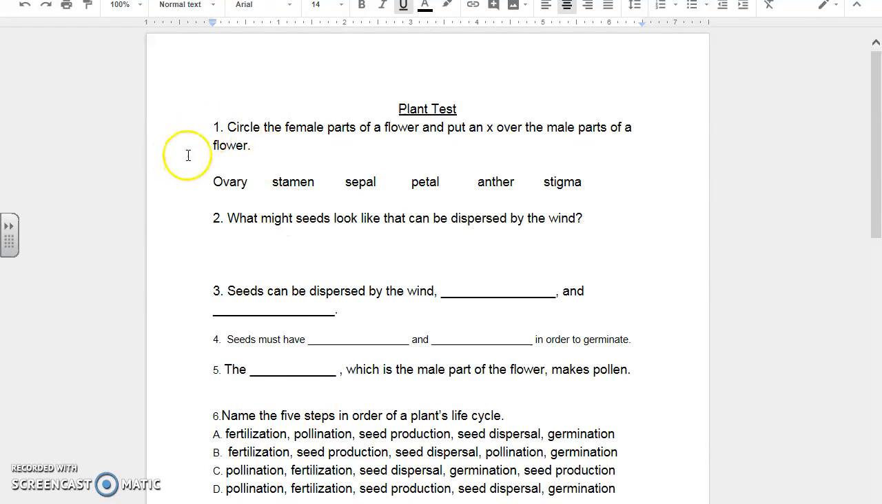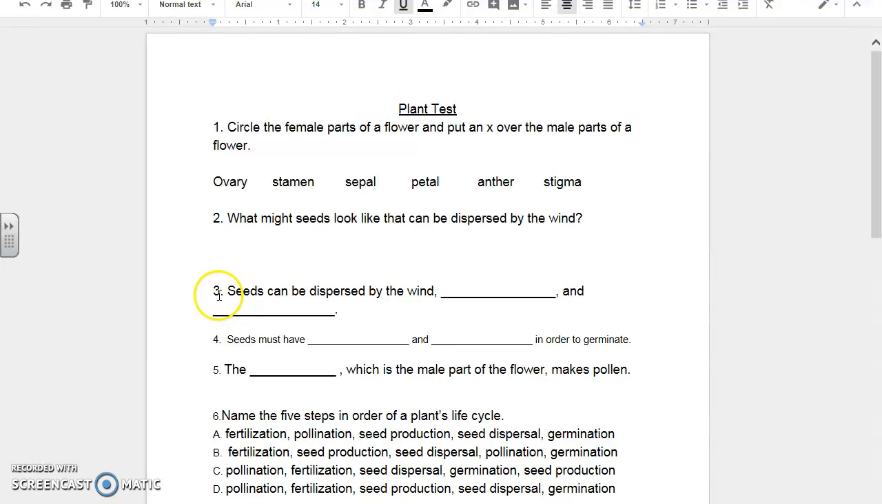Plant test. Number 1. Circle the female parts of a flower and put an X over the male parts of a flower. Ovary, stamen, sepal, petal, anther, stigma. Number 2. What might seeds look like that can be dispersed by the wind?